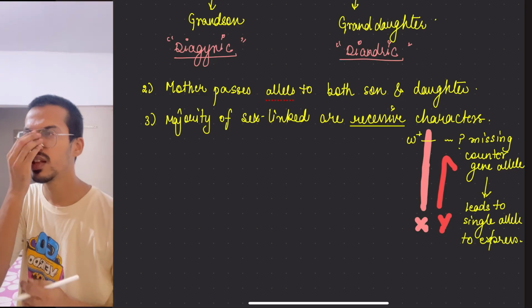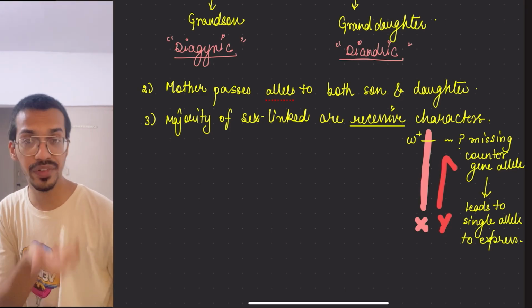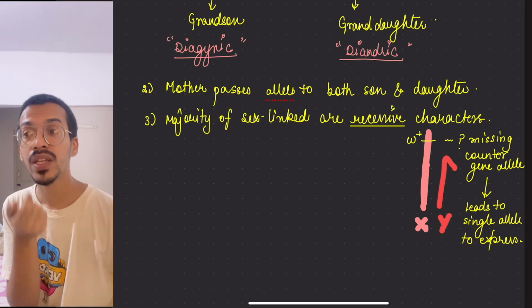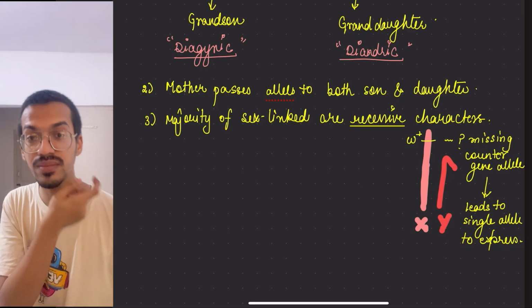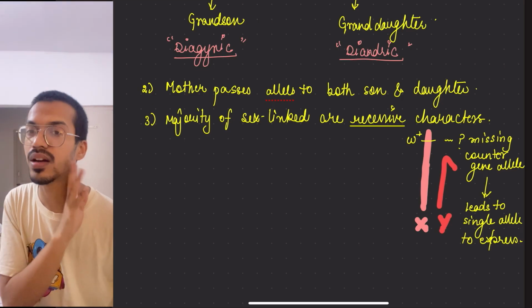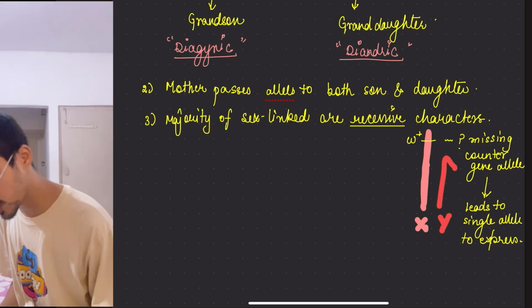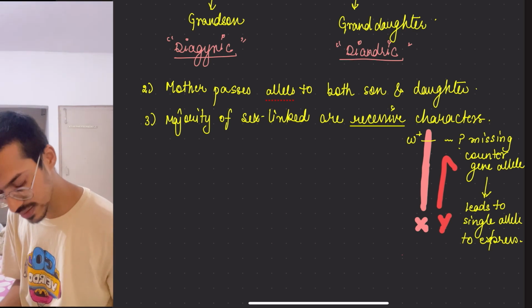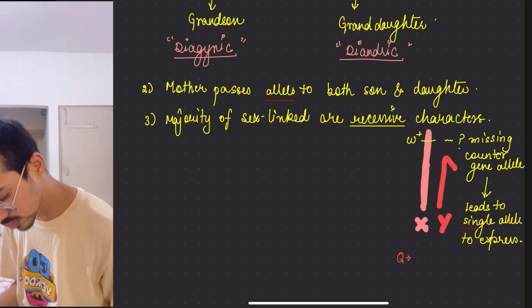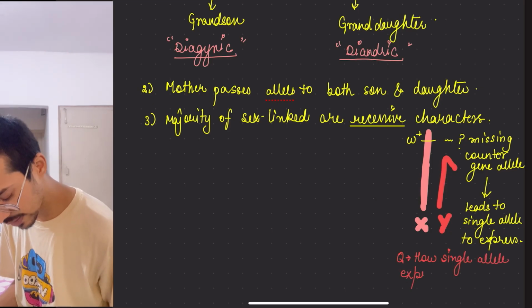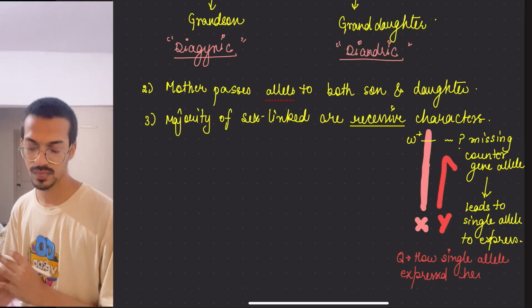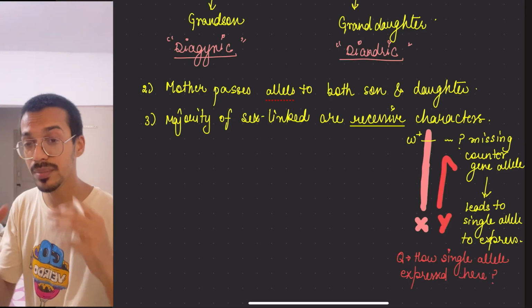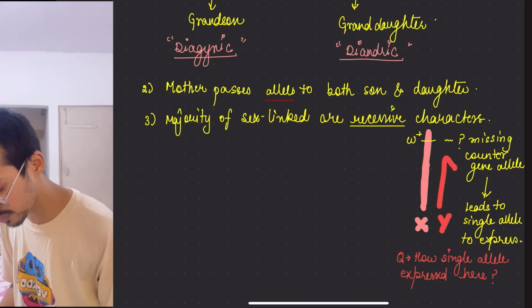Now here comes a very important question. Sir, we always say, when we were studying the chromosomal theory, that alleles always occur in pairs and express in pairs. How come this is expressing? And this is your question of the day. The question is: how does a single allele express here? I hope this is a little bit conceptualized and you are able to understand better.